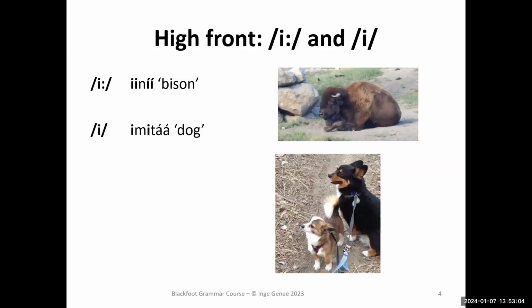We'll begin with the high front vowels. These vowels are made with your tongue in a high and front position in your mouth. And this vowel can be long or short. The long one is the geminate, as in I-ni. And the single vowel is the same but shorter, as in imita.